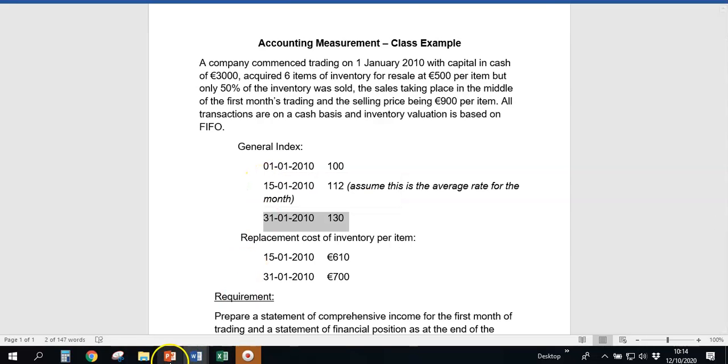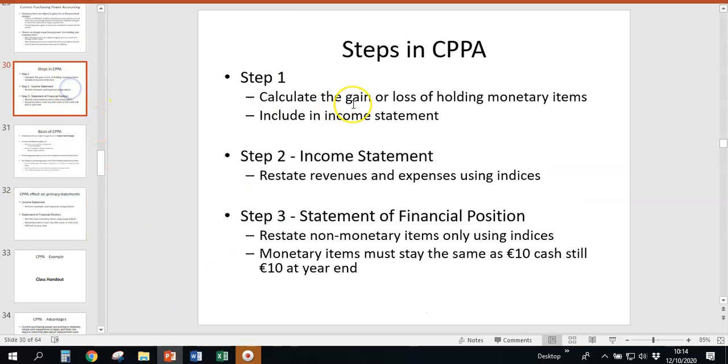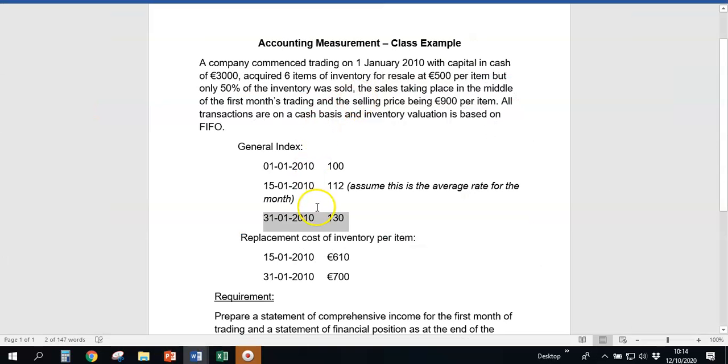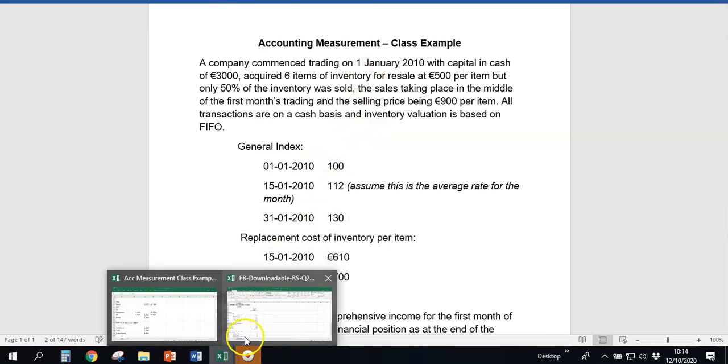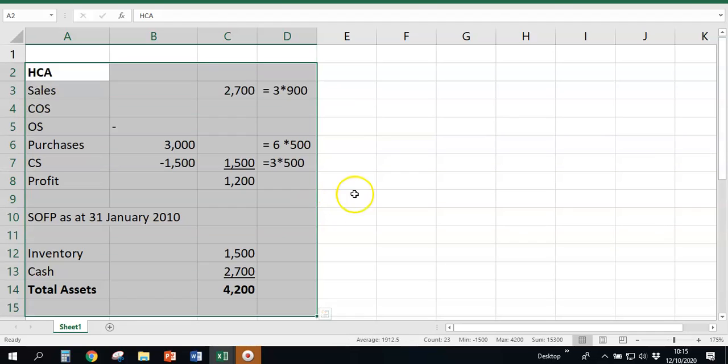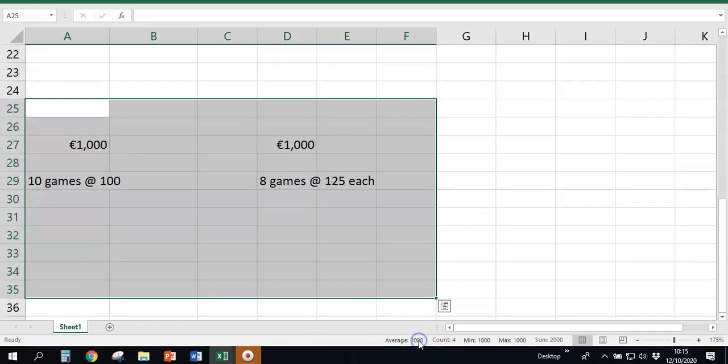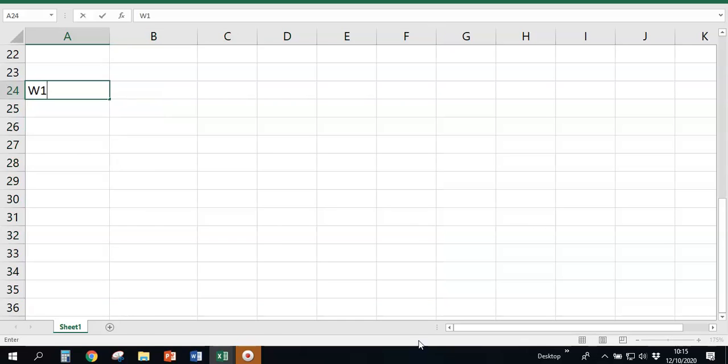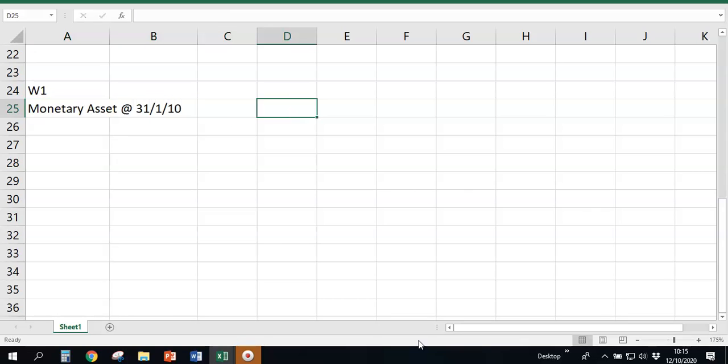So your starting point, the first step in the question, is calculate the gain or loss on holding monetary items. Well, we know the monetary item we had at the end of the period was 2,700. So if I do it down here, that's your historical cost accounting. So I'll come down here and I'll do the working for working 1. Monetary asset at the 31st of the 1st, 2010 was 2,700.